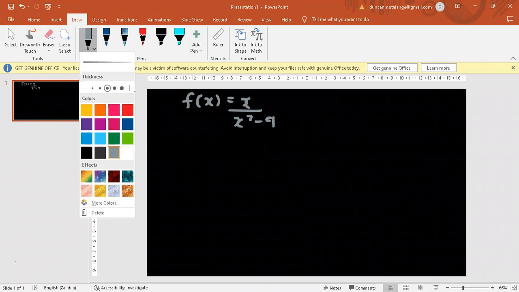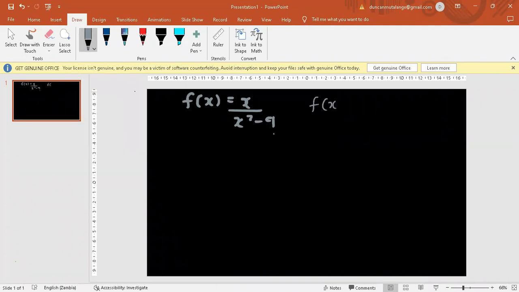If you have been given, for example, f of x and you have been told to graph it, f of x equal to x over x squared minus 9. If you have been given f of x equal to x over x squared minus 9, and you have been told to graph this.